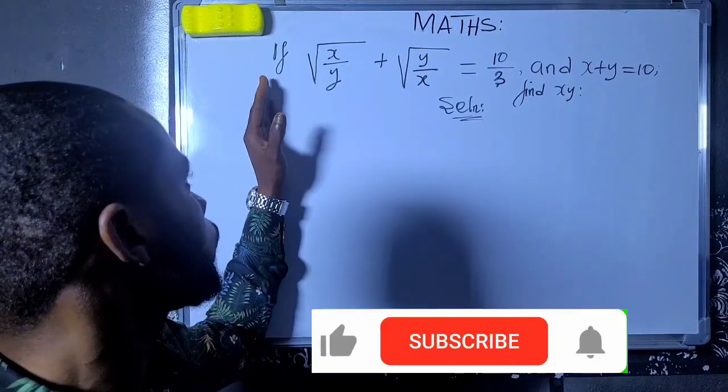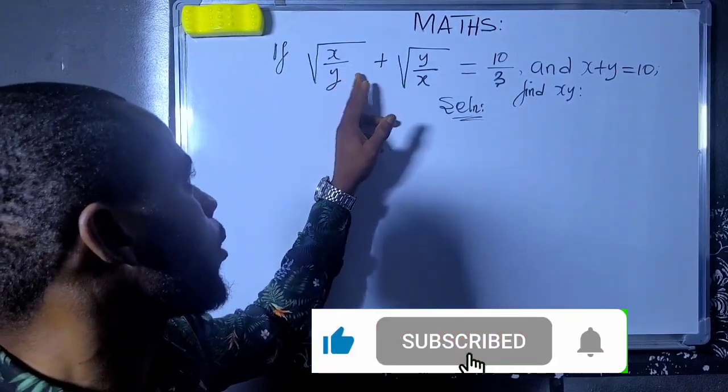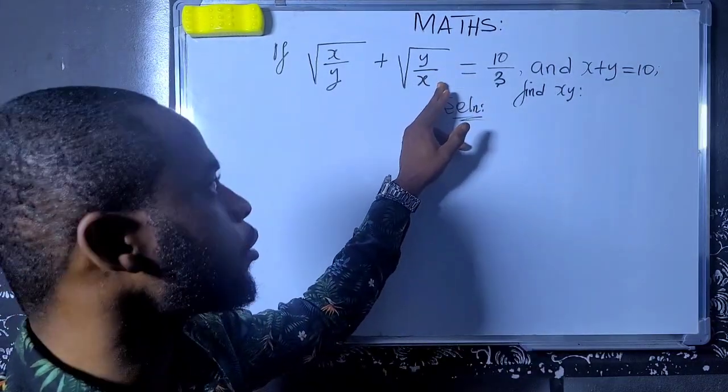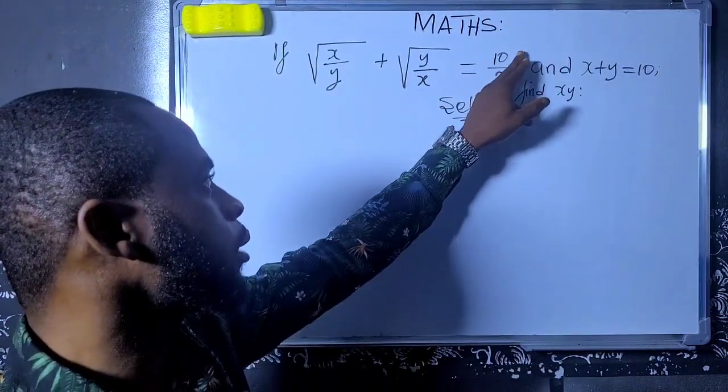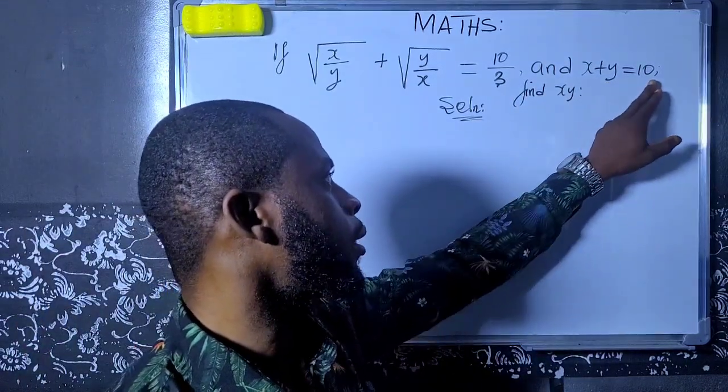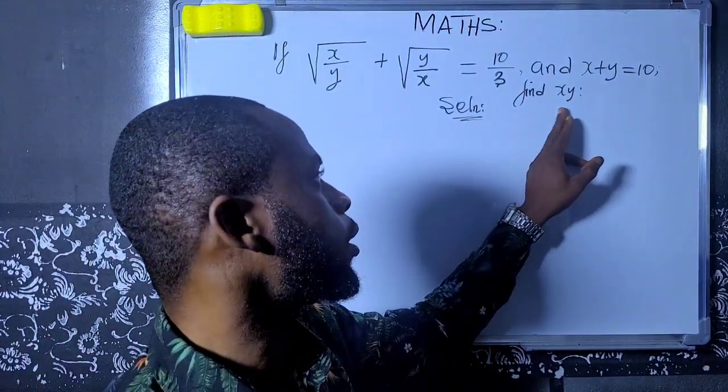We have here the square root of x divided by y plus the square root of y divided by x equals 10 divided by 3, and x plus y equals 10. We have to find the value of xy.